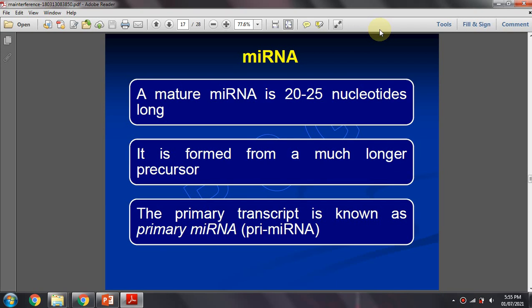miRNA. A mature miRNA is 20 to 25 nucleotides long. It is formed from a much longer precursor. It is endogenous RNA. It is developed from an endogenous RNA molecule. The primary transcript is known as primary miRNA.